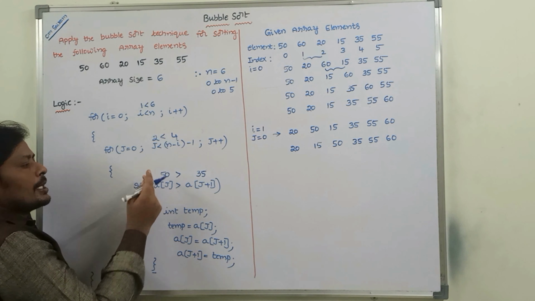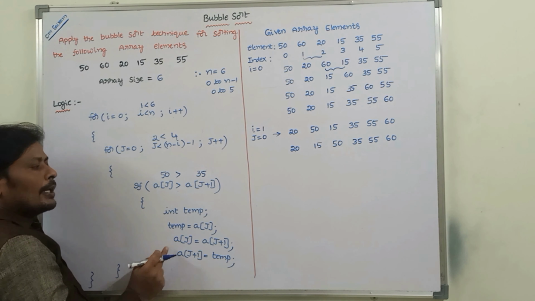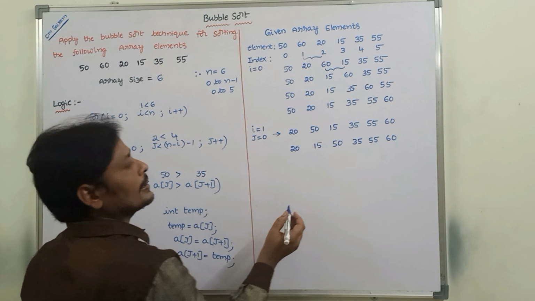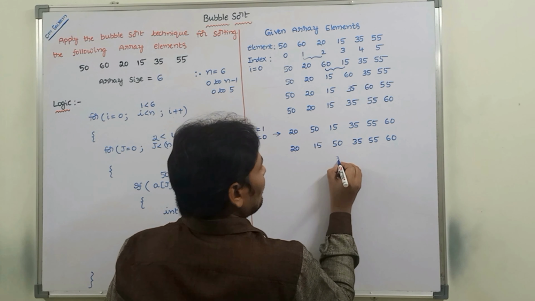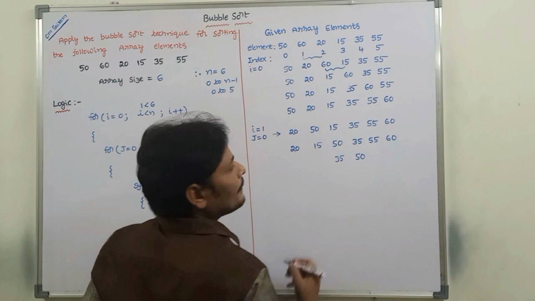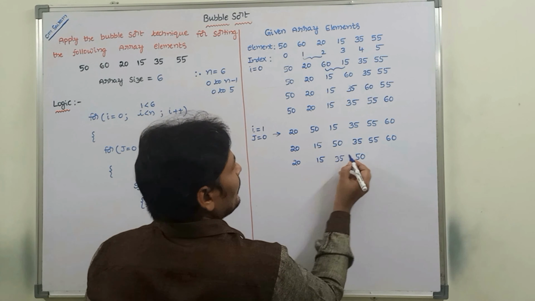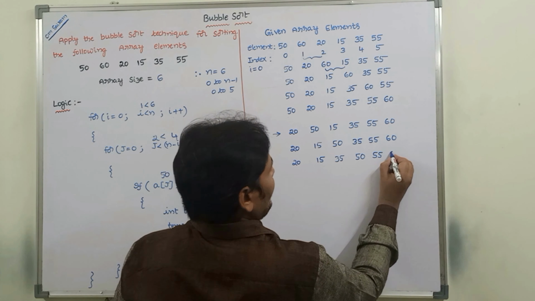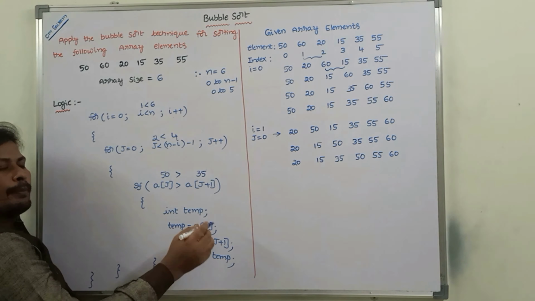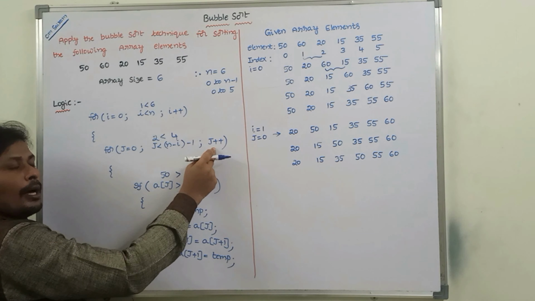So 50 greater than 35, condition true. If the condition is true, then the control goes to the body of the if block. In that body, these two values are swapped. 50 and 35 are swapped. In the place of 50, 35 we are getting. In the place of 35, 50 we are getting. Remaining elements are same: 55, 60. Now, after executing the statements within the if block, again control goes to the inner for loop.